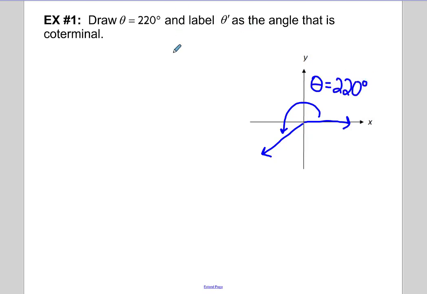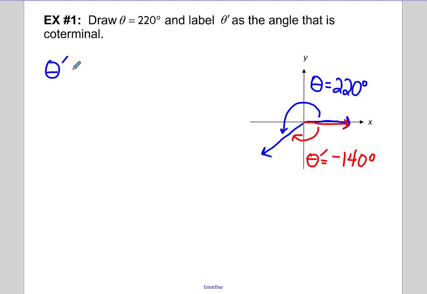So our coterminal angle would be the same starting position. I'm going to do that in red. And if we went this way, I could name that coterminal angle as theta prime, and it would be 220 minus 360, so that negative 140 degrees would be our coterminal angle. So they have the same terminal side.